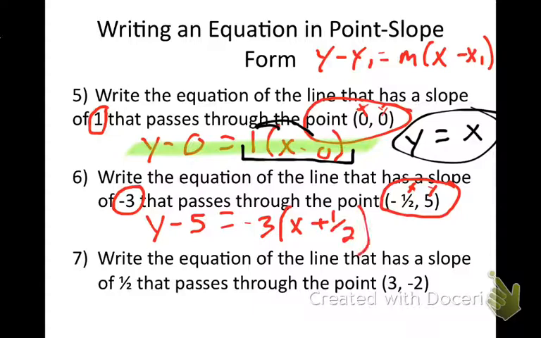Does everybody know why I have a plus 1/2? Because when I plug it in there, I get minus a negative. So those two negatives will give me that positive. So y minus 5 equals -3 parentheses x plus 1/2. And that's point slope form right there. Try number 7. Take a second here.